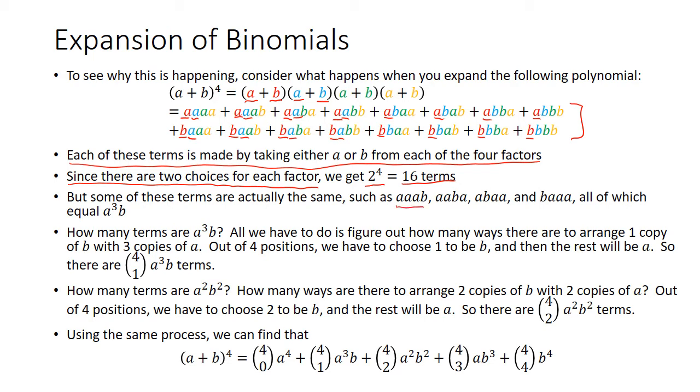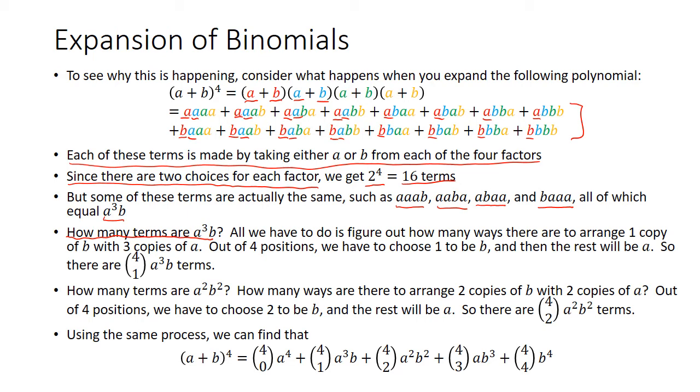Like we have AAAB, AABA, ABAA, and then BAAA. All of those are equal to A cubed B. So when you're writing out the simplification of (A plus B) to the fourth, you don't, of course, want to write out all 16 terms. You just want to know how many of each possible different term there are. So you'd like to know, for example, how many terms are A cubed B.